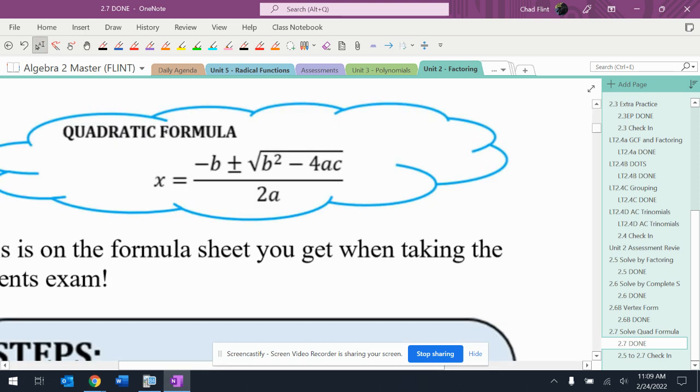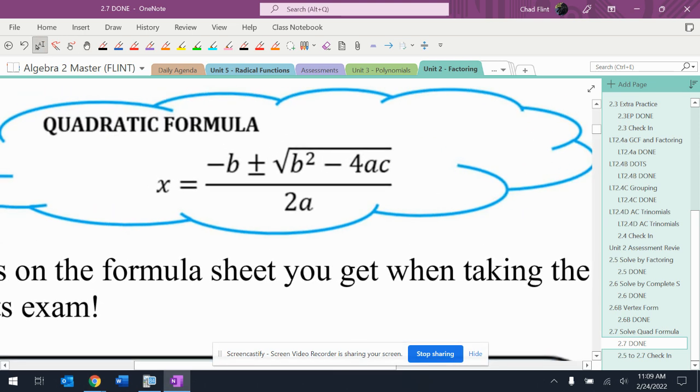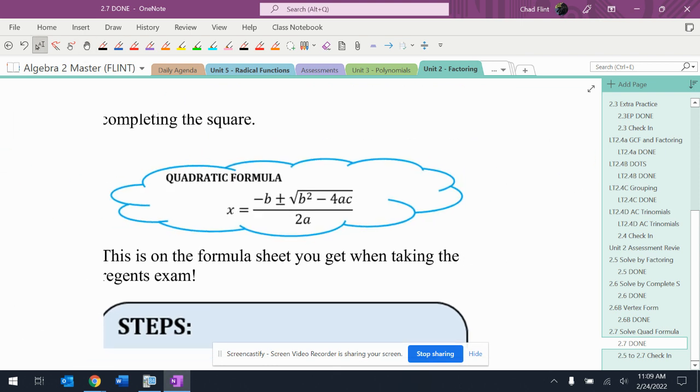All right, so the quadratic formula is right there. Negative b plus or minus the square root of b squared minus 4ac, all over 2a. All right, you do get that formula, so you don't have to memorize it. When I was in school, we had to memorize it.